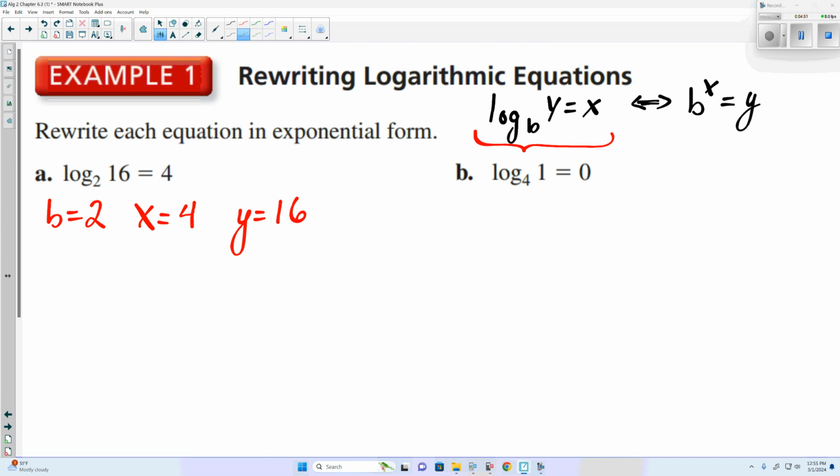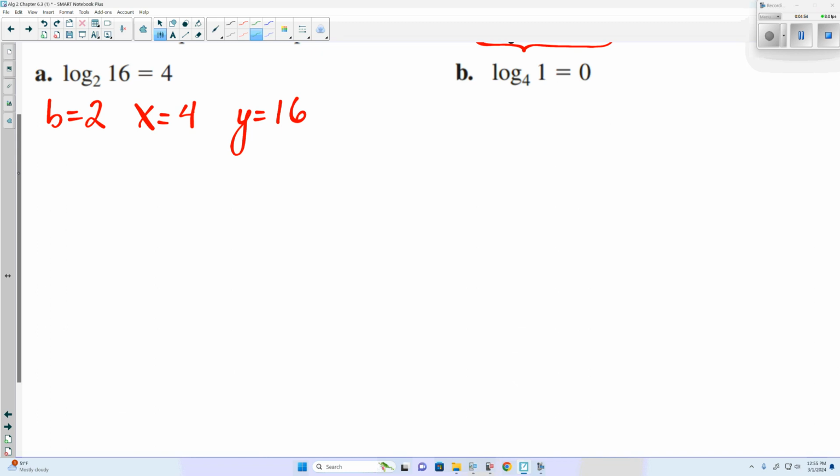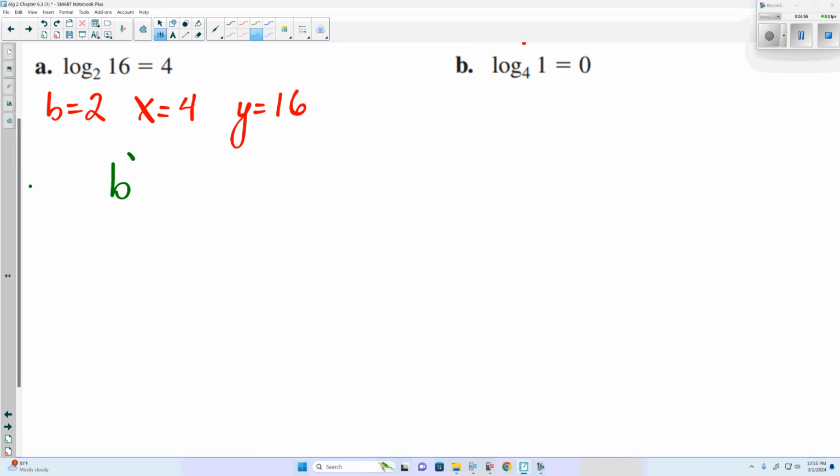Now the exponential version that it's equivalent to is b to the x is equal to y. So for us here, the value of b is 2, our x is 4. 2 to the 4th is 16.